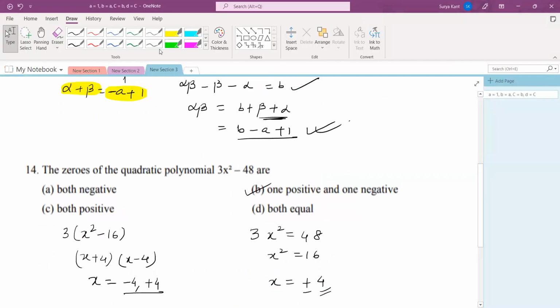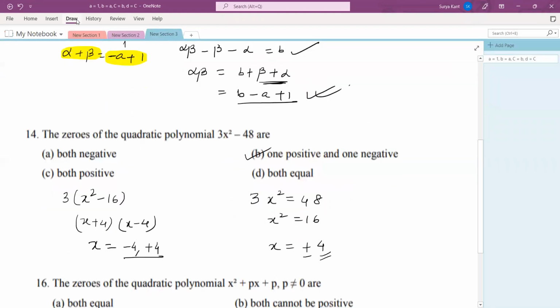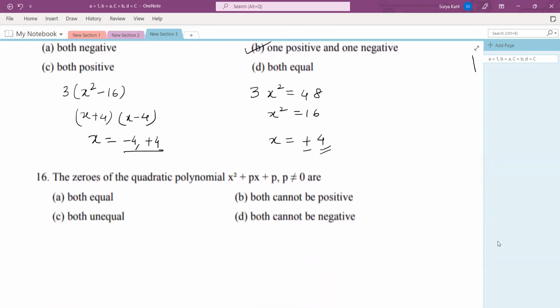How do you get the value of x? No, you are saying the discriminant if we have to find it. So what would the answer be for this? What can you try? Both equal, both cannot be positive, both unequal, both cannot be negative. If you find the discriminant, what will you get? D is equal to b square minus 4ac, right? So b square is p square minus 4 into c is what? P. So p square minus 4p.